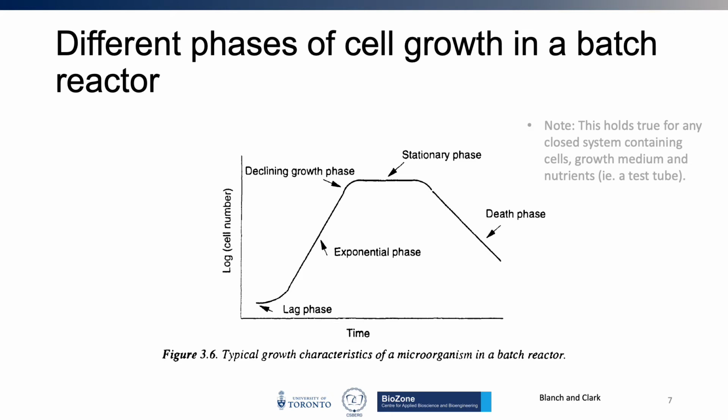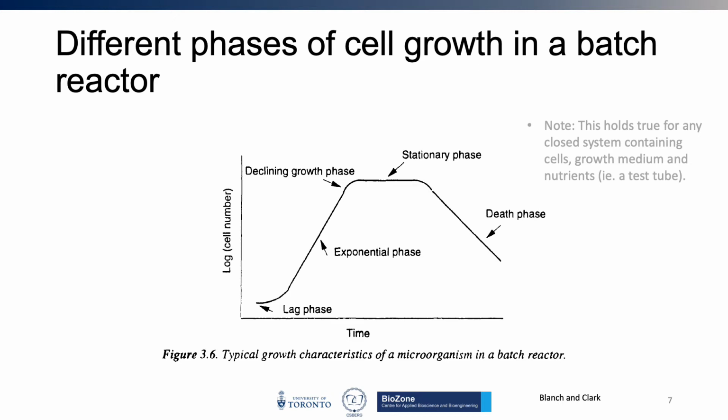and then a declining growth phase where all the nutrients in the environment are starting to get depleted, and that results in slowed down cell growth. And then you have stationary phase where all cell growth stops, and all resources are diverted to just the maintenance of the cells that are still living.